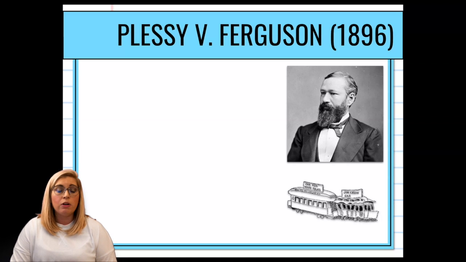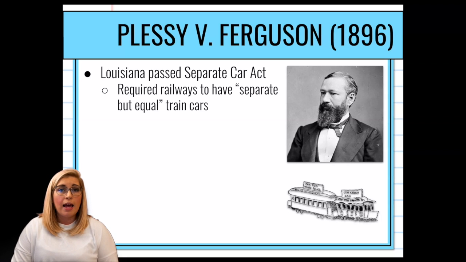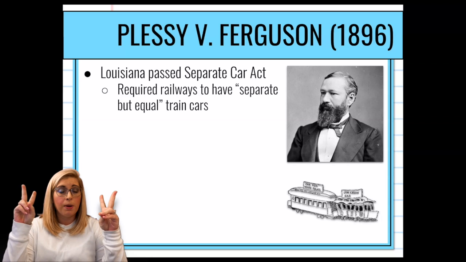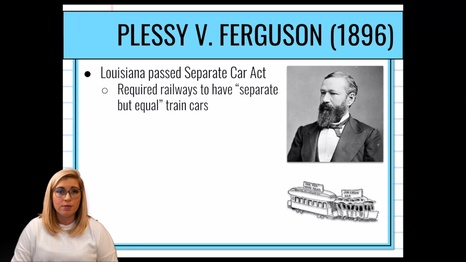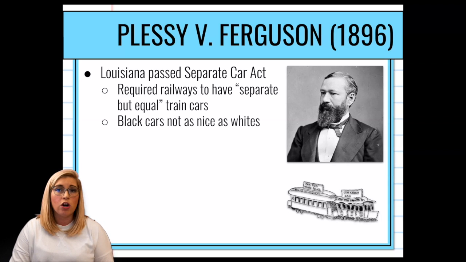If we back up a little bit and talk about some of the background of the court case, it takes place in Louisiana. Louisiana had set up a law known as the Separate Car Act, and that basically allowed the railroad company to have separate but equal train cars. Train car for blacks, train car for whites. As I'm sure you've guessed, the black train cars were not as nice as the white train cars.